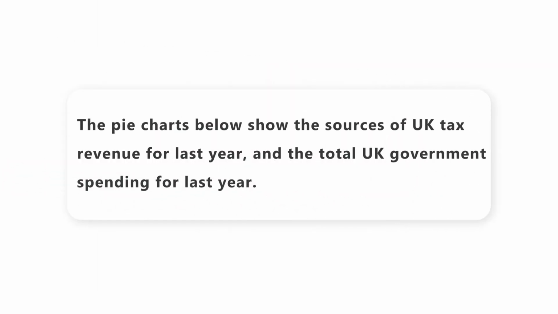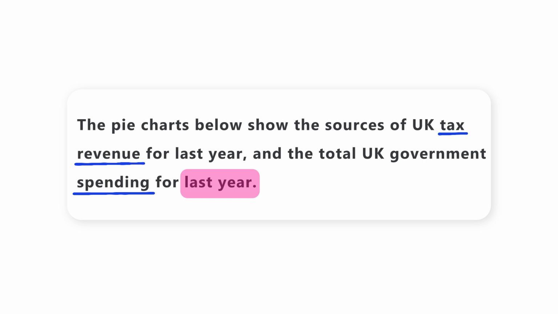First of all, let's read the question. The pie charts below show the sources for UK tax revenue for last year and the total UK government spending for last year. So both of the pie charts are about last year. And we'll see the tax revenue, what the sources are, and how the UK government spends these revenues on different sectors. So we're going to talk about this.